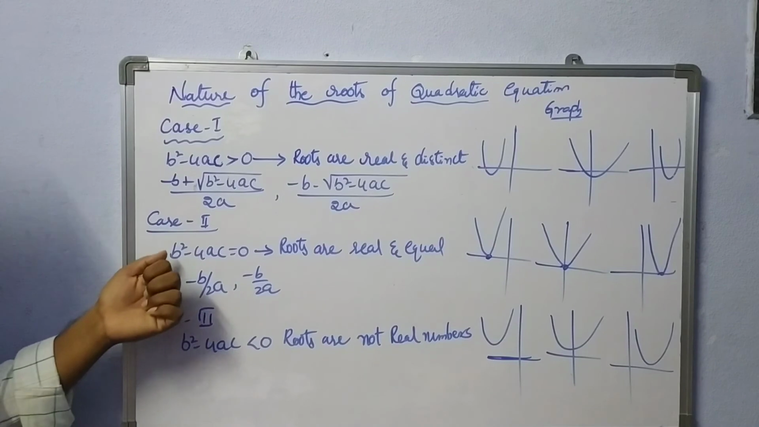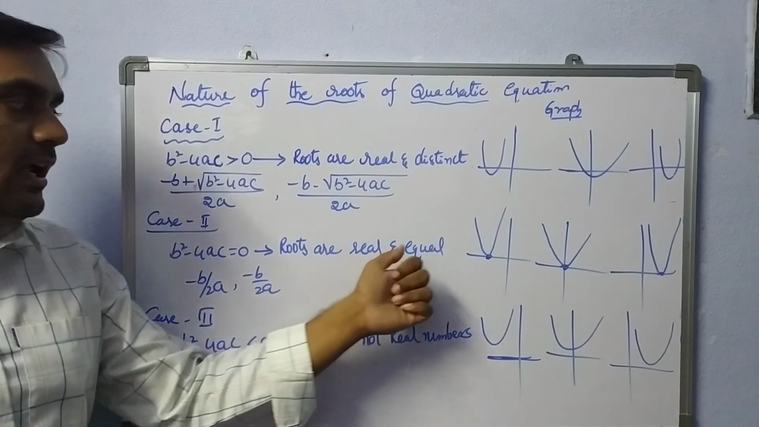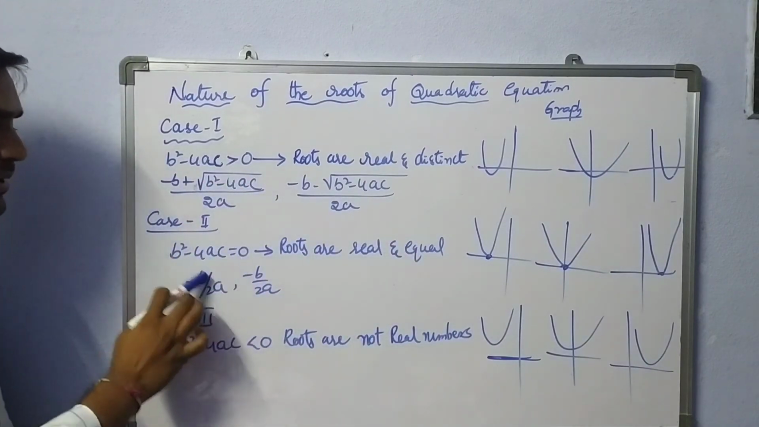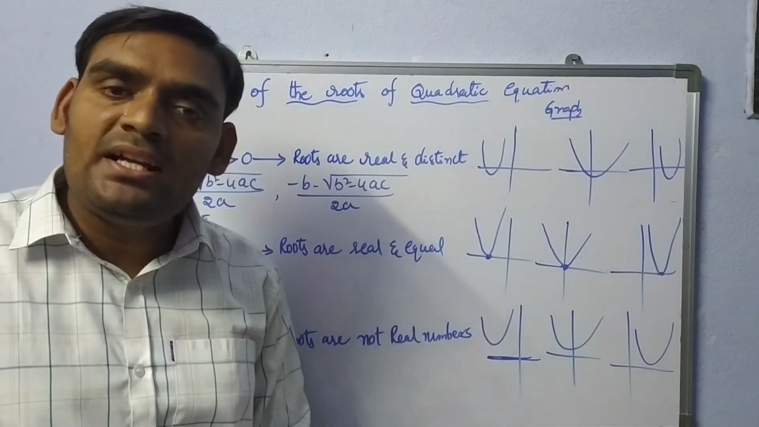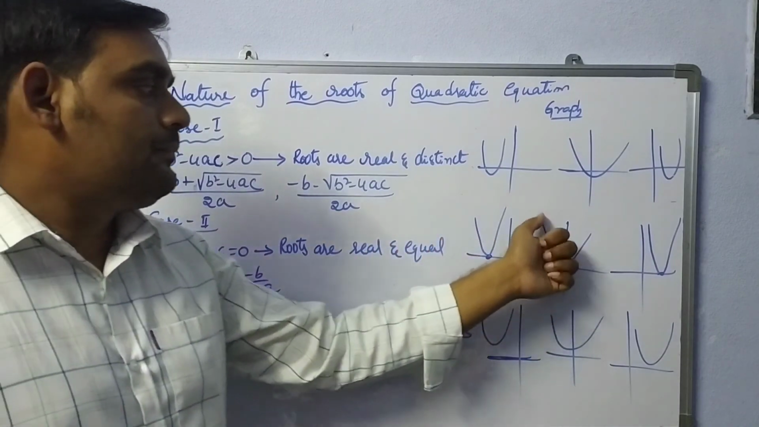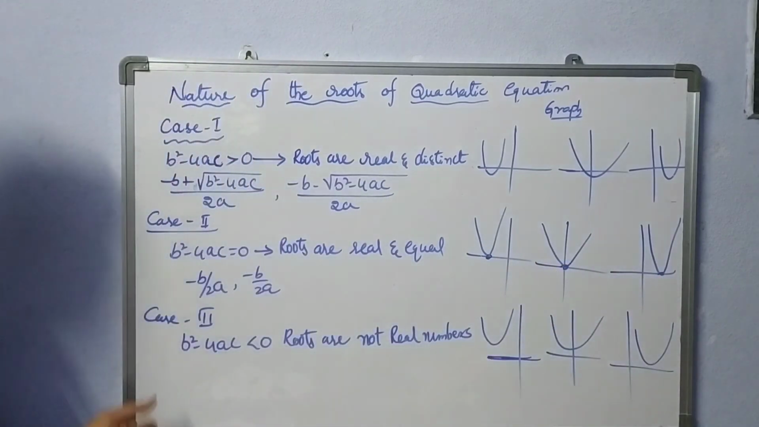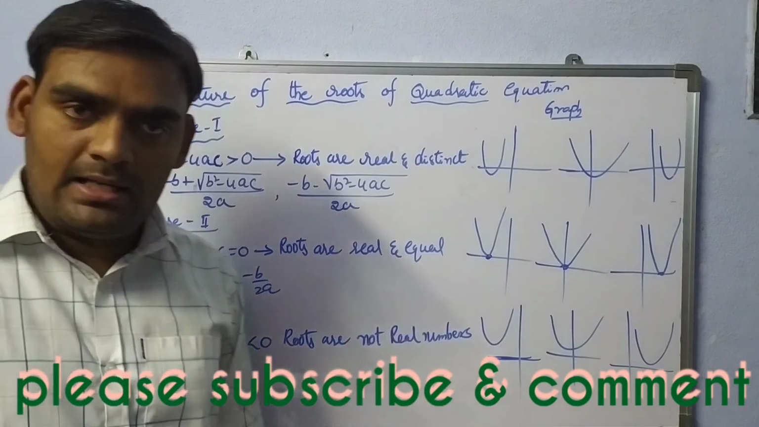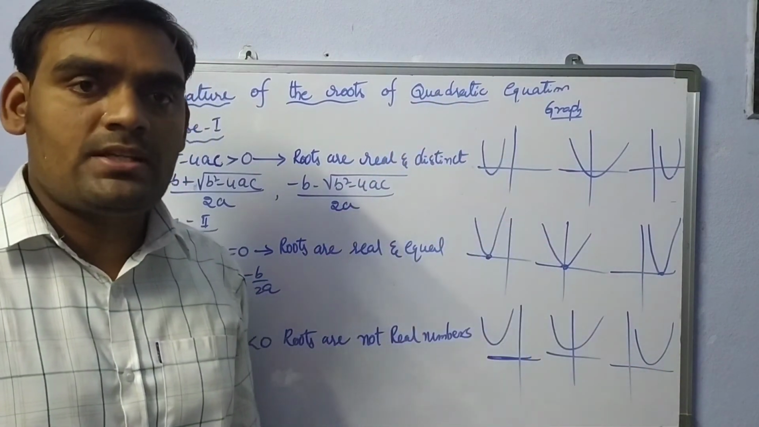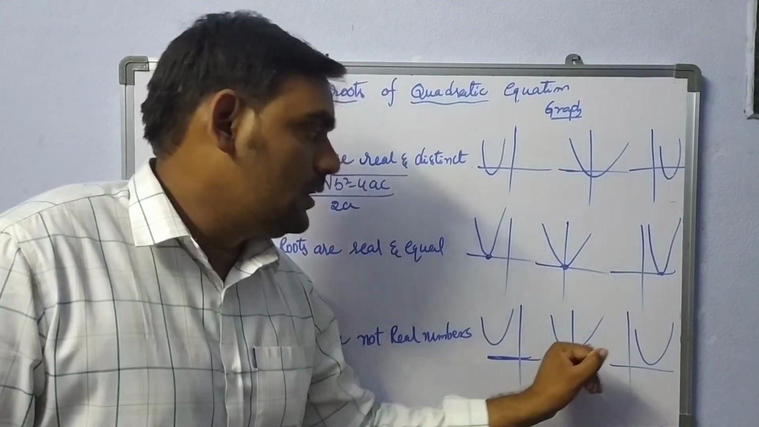Next, case 2. When the discriminant b square minus 4ac is equal to 0, roots are real and equal. At that time, roots will be minus b by 2a, minus b by 2a. The graph will be like this. It touches the x-axis only at one point. Next, case 3, b square minus 4ac is less than 0, so roots are not real numbers. The graph will be like this. It never touches the x-axis.